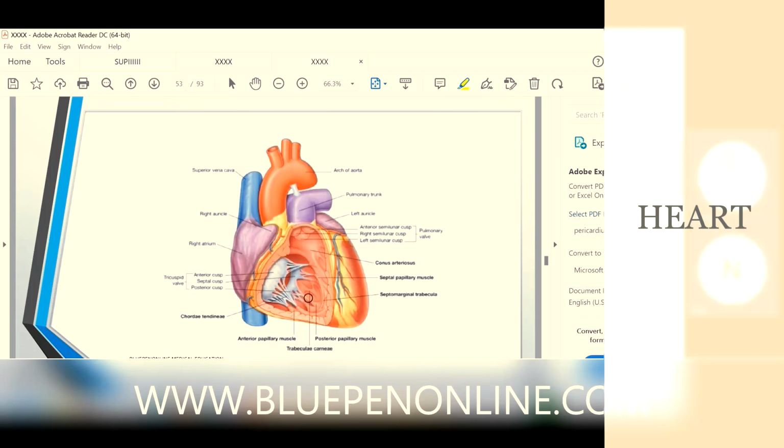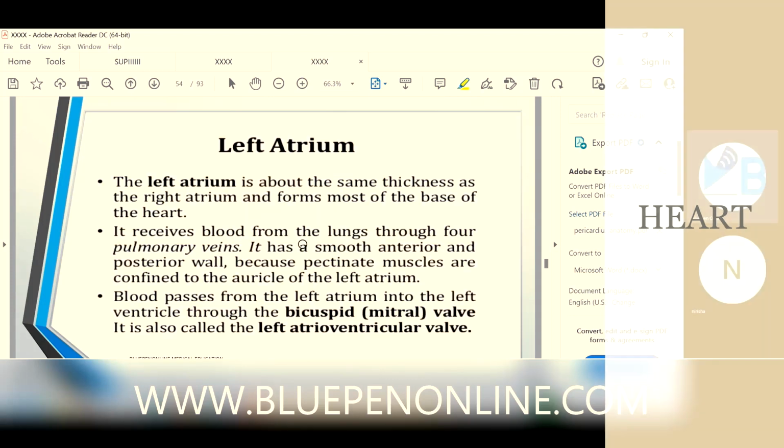So here you can see the trabeculae carneae. This is the anterior papillary muscle. This is trabeculae carneae. So these are the posterior papillary muscle. So here you can see the septal papillary muscle, and this is the conus arteriosus. This is the pulmonary valve. So this is the interior of the right ventricle.